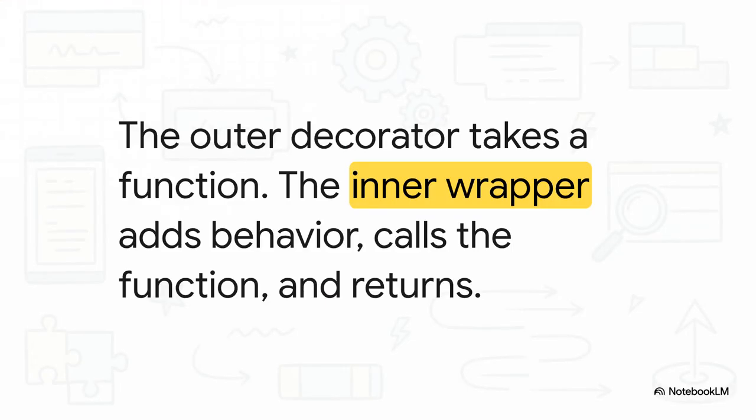Let's actually read through this code line by line. First, we define our outer decorator function, which takes in a function called func. And then inside that, we define our inner wrapper. It prints before function, it executes our original func, and then it prints after function. Finally, that outer function returns the inner wrapper. Boom! That right there is the core engine of every single Python decorator.